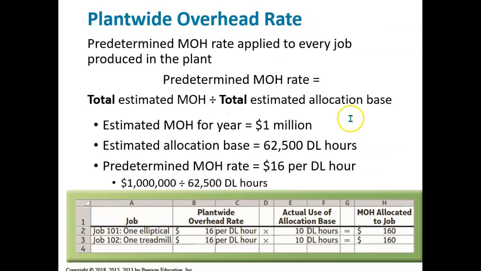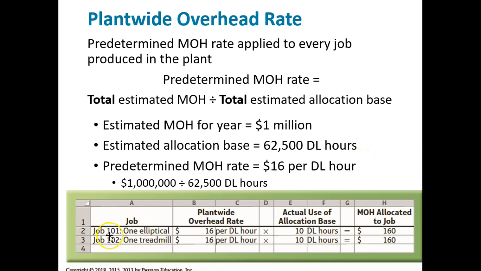So here's an example of a plant-wide overhead rate. This is what we did before. Okay, we've got a predetermined overhead rate, and we take the total estimated overhead divided by the total estimated allocation base. Our overhead for a year is $1 million, our allocation base is 62,500 direct labor hours, so the predetermined manufacturing overhead rate is $16 per direct labor hour. Okay, so it's $1 million divided by 62,500 direct labor hours. That gives us $16 per hour.